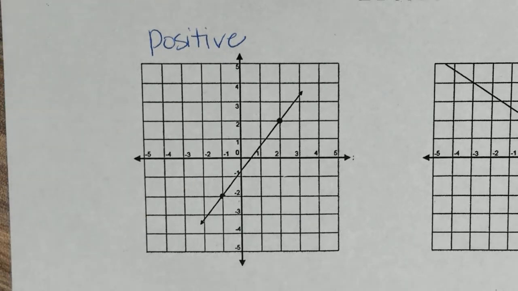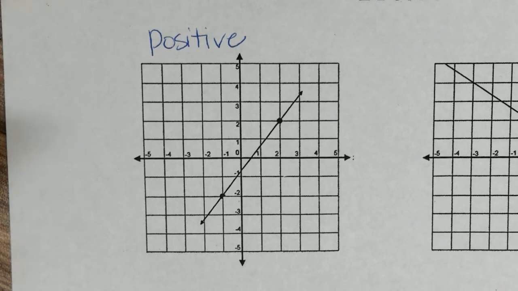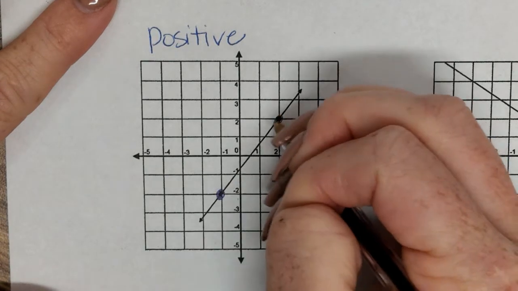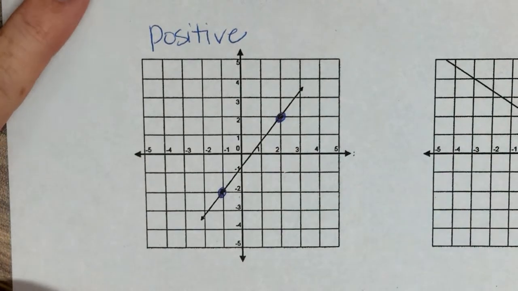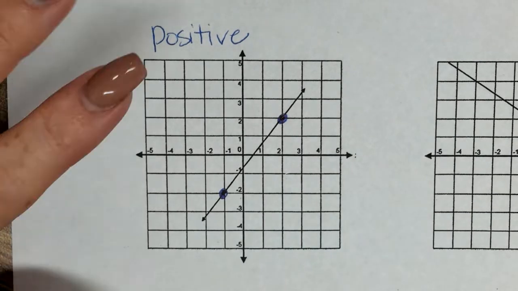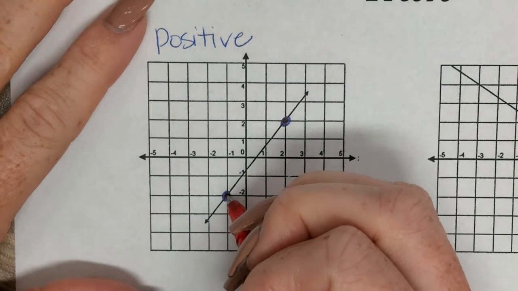Now, here's the best part. You can find the slope by counting. So if you're good at counting, then you're going to be good at this. All you need is 2 dots. So here's a dot, and here's a dot. You're always going to start at the bottom dot so you can rise up. So take your pencil and put it on the bottom dot.